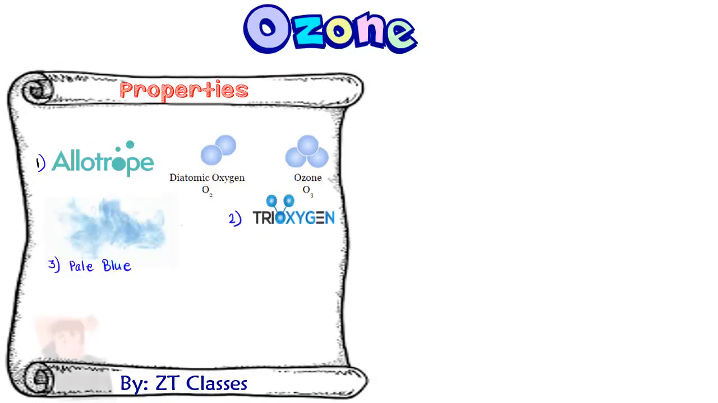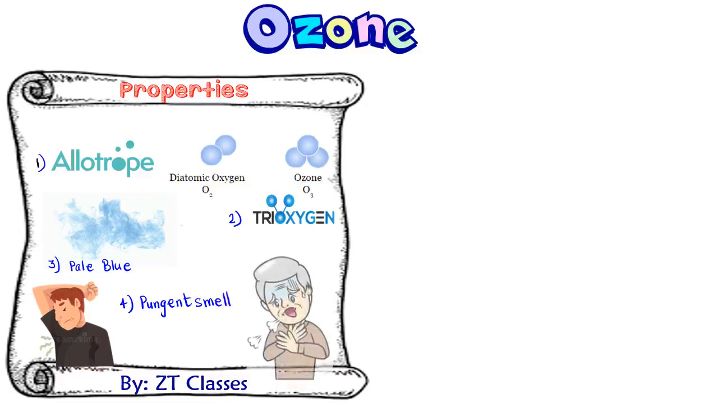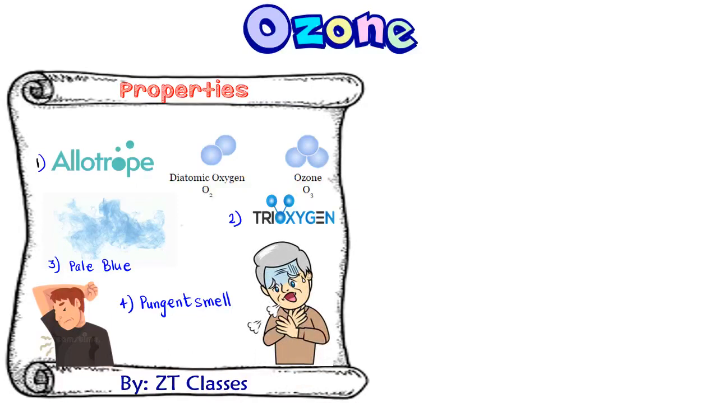It is pale blue in color and it has a pungent smell. Now ozone, O3, is very reactive and a very good oxidizing agent, and thus it is toxic in nature. O2 is required for life, but O3 even in a very small quantity, equivalent to 0.1 ppm, can be toxic.